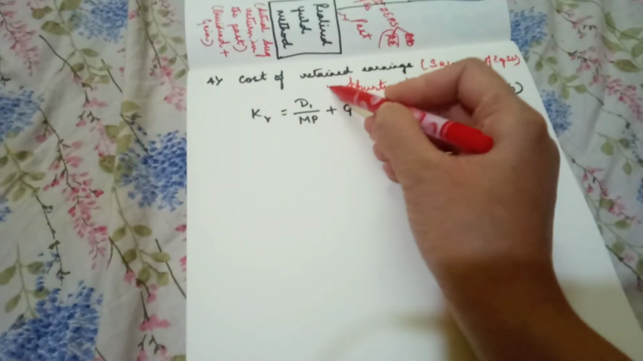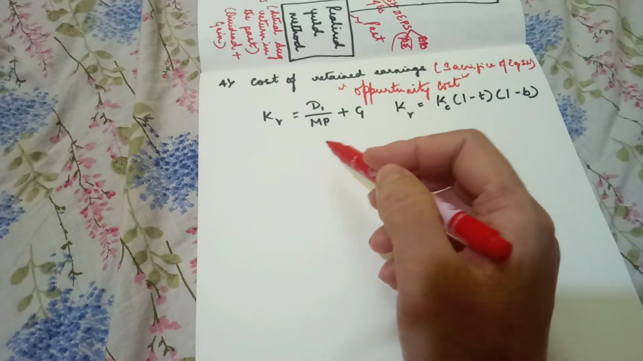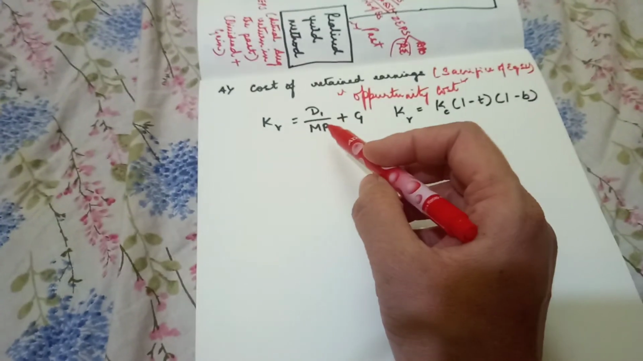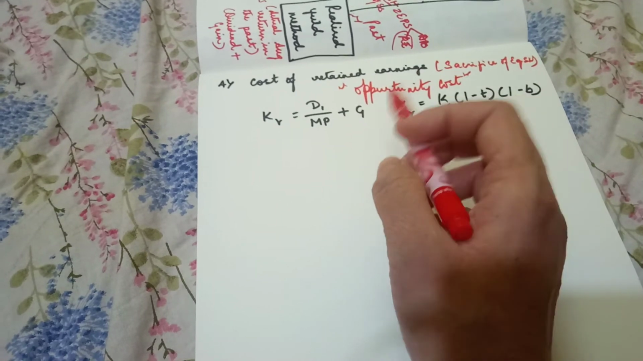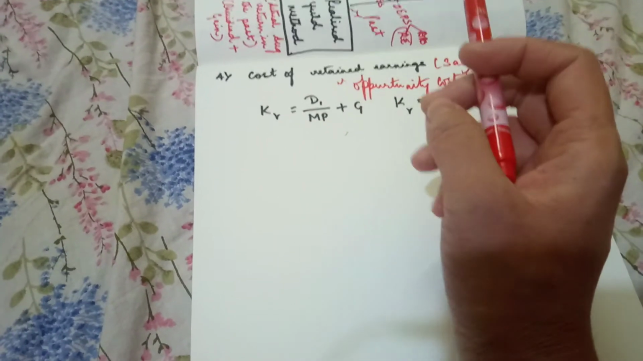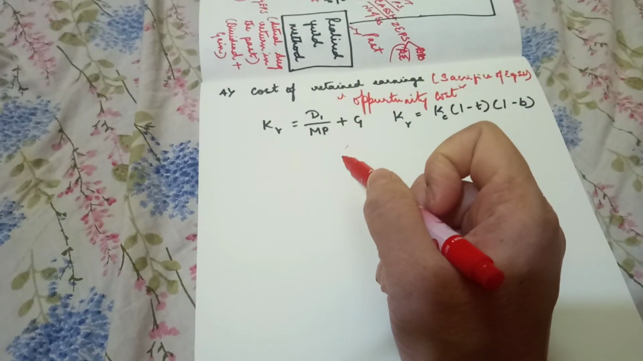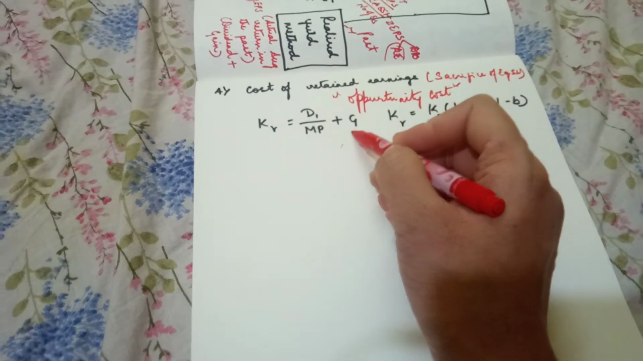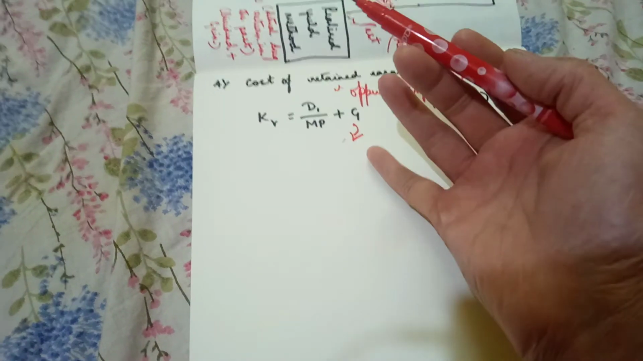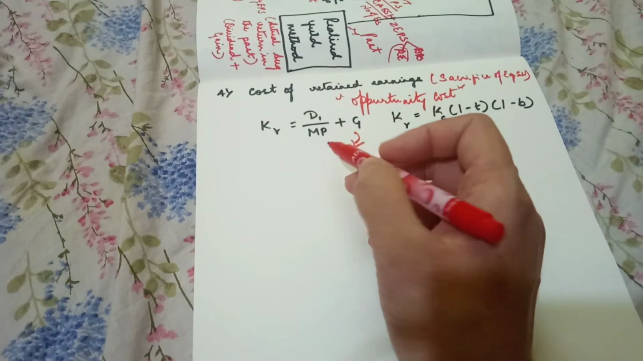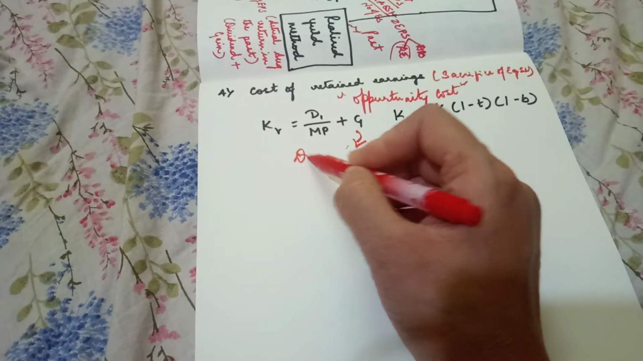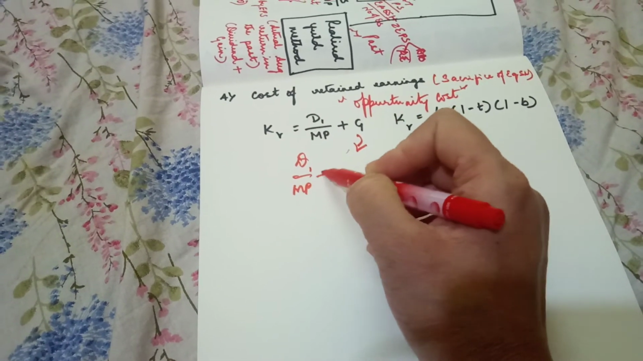So this calculation of opportunity cost goes like this: Kr equals D1 divided by MP plus G. This formula is used in the case of cost of equity share capital calculations, and this formula will continue. Again, you should have given this as dividend, you have not given it, that's all. So the same formula holds good. So D1 divided by MP plus G.